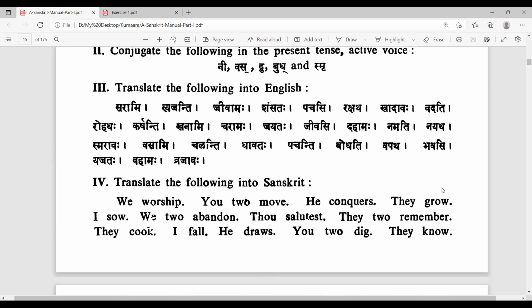Next one. Sumati ji. Quickly. Rohataha. Rohataha will be Yuvam Rohataha. Don't make this exercise difficult. Simple exercise. Taha is Dvivachanam, Tha is Bahuvachanam, Madhyama Purusha. Remember. Rohati, grow. You grow. You too grow. Okay. Next one.